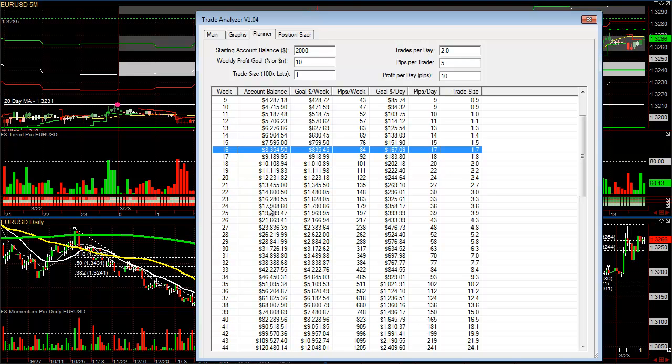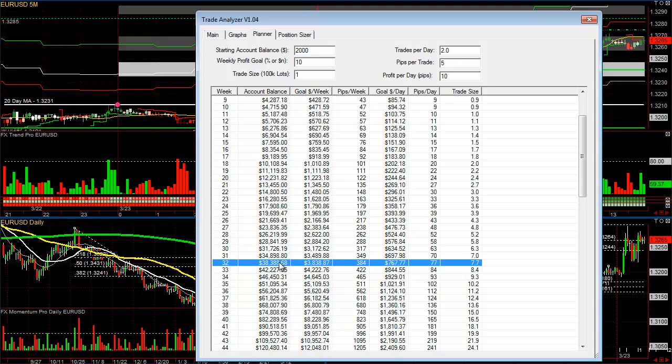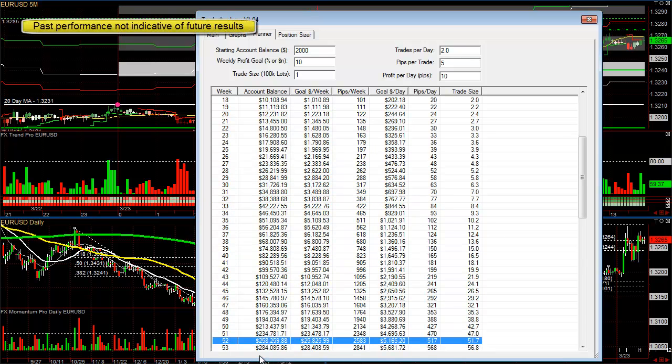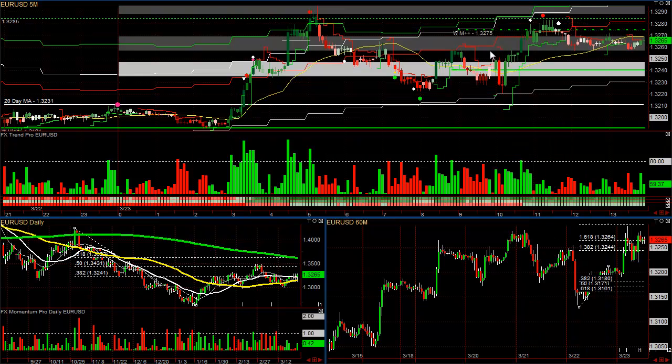You can see it doesn't take very long to have a decent sized account. Now you're trading 7.7 lots at a time. Obviously, it gets to a point where you're trading a tremendous number of lots, and the account at the end of the year is about 130 times bigger than it was starting. That's the power of compounding. So keep that in mind when you see a lot of traders think, oh, I need 30 to 50 pips a day. No, you don't. You need 10 pips a day.